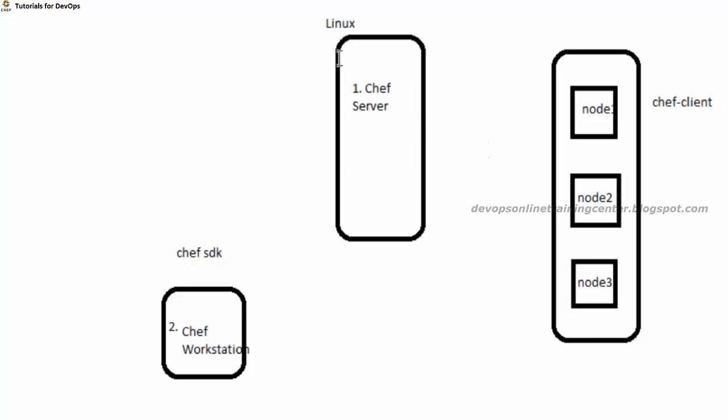So this Linux server is anyway dedicated for chef server. You install a chef server component. In the chef server you will be installing a component called chef core actually. So here chef SDK, here chef client. So there are total 3 components. One is a chef server and a chef workstation, and the rest of them are the chef nodes.